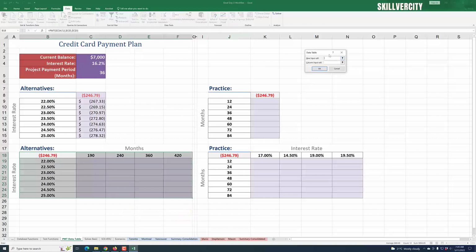This time around, we're going to need to fill these two cells, the row input cell and the column input cell. In this case, the row input cell will be the months, right here, and that will be 36, and the column input cell will be the interest rate, and that will be right here, which is cell C4.